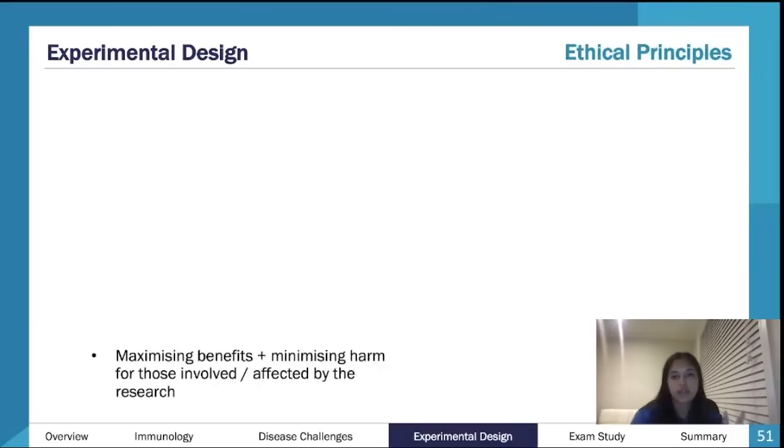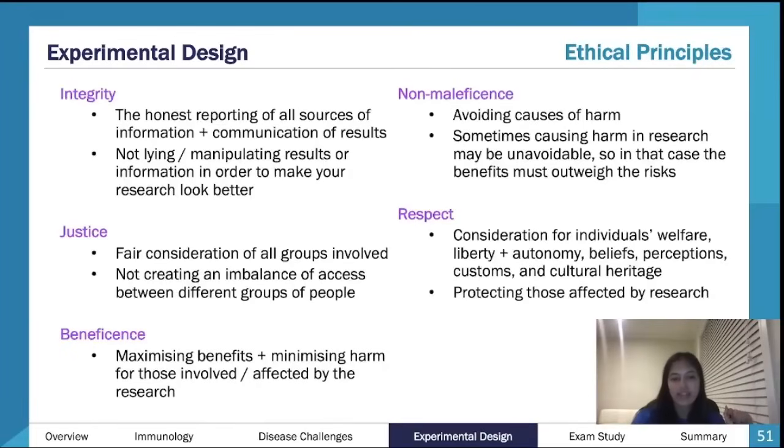Okay, but again, feel free to write that out and elaborate a little bit more on that. Okay, so these are some of the ethical principles. In this study design, bioethics are emphasized a lot more than they have been in previous years.